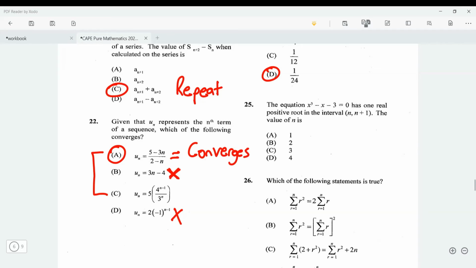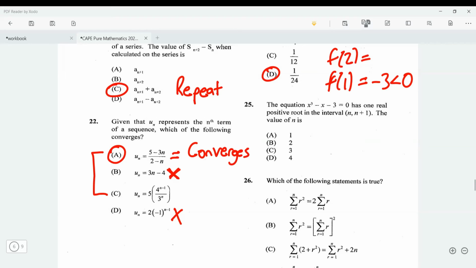Now, this says the equation x cubed minus x minus 3 equals 0 has a root on which interval? First thing, let's start when n is 1 to see. When n is 1, if we plug in 1, f of 1 would be equal to 1 minus 1, which is 0, minus 3. That's minus 3. So f of 1 is minus 3. Let's check out f of 2. f of 2 would be 2 cubed.